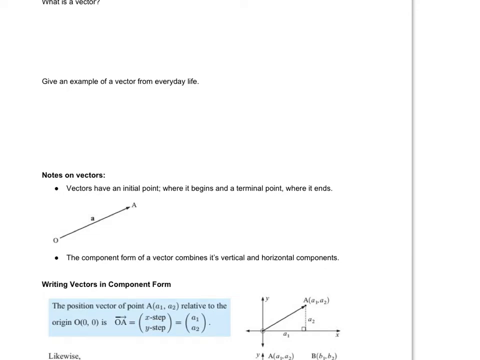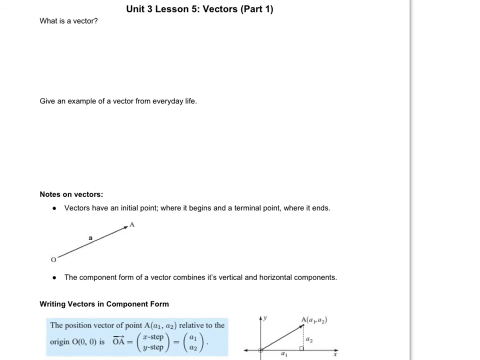So this is unit 3, lesson 5, first part on vectors. So we're going to go through this quickly. Firstly, what is a vector? You have to note this in your notebook, right? A vector is a quantity that has a direction and a magnitude. And what I mean by a magnitude is some kind of measurable quantity to it. It could be speed, distance, time, all these different things.